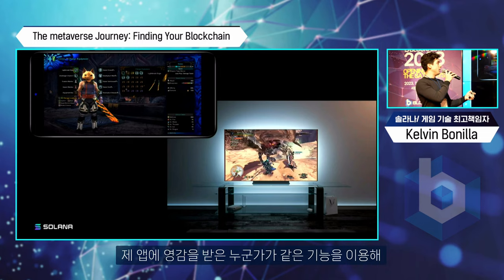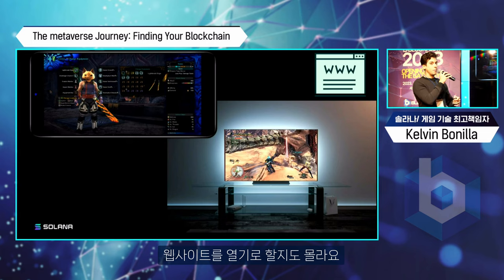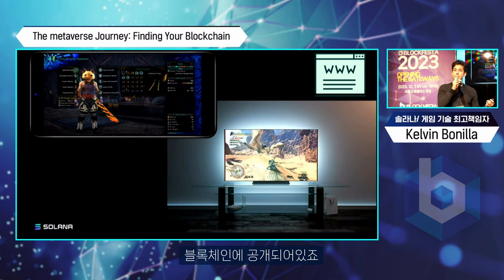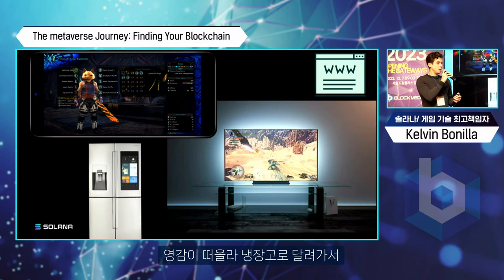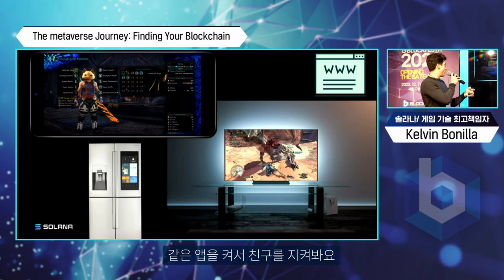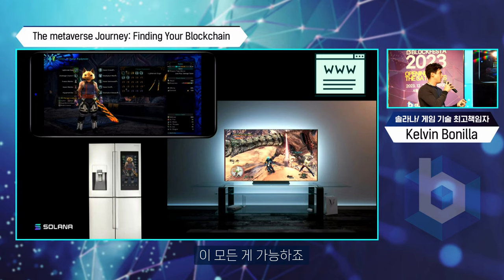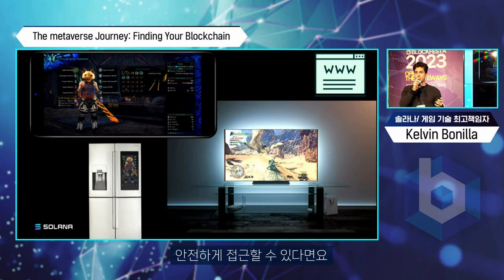Somebody gets inspired by my app, and maybe they decide to open up a website using the same features because the data is public. It's on the chain. Anybody can read it. I get inspired, and I run to my refrigerator, and I load up the same app to watch my friend. All of this is possible when you can have safe access to public data that lives in the same place.